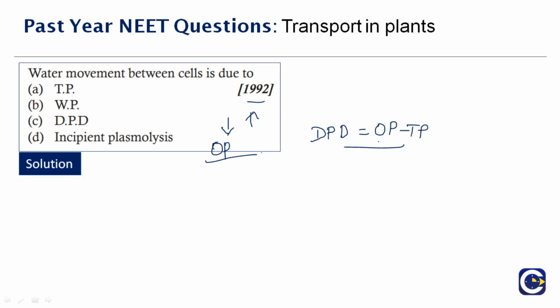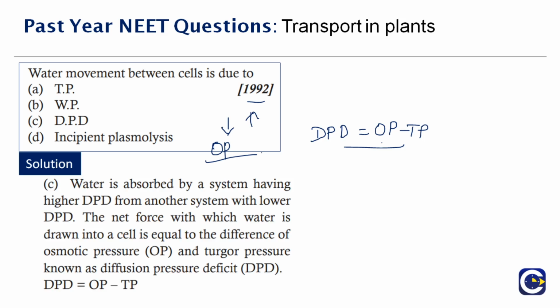Therefore the water movement between cells is due to the DPD. DPD is a combination of both. When you take a plant, it is a combination of both. You will have turgor pressure and you will have osmotic pressure. So together only you will constitute the water movement. Therefore the correct answer is option C.